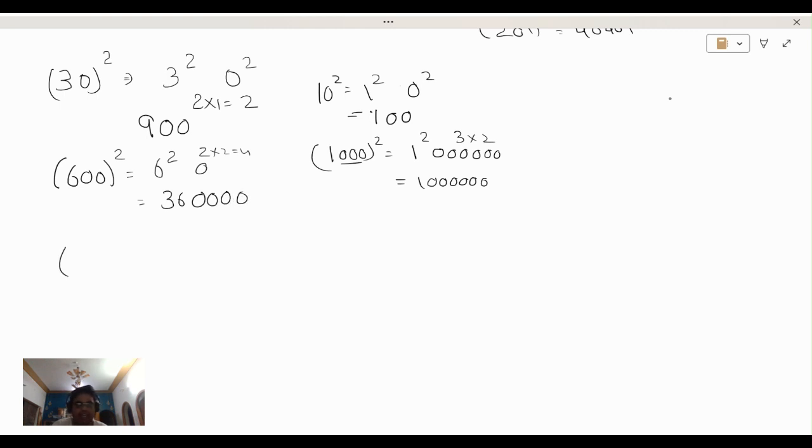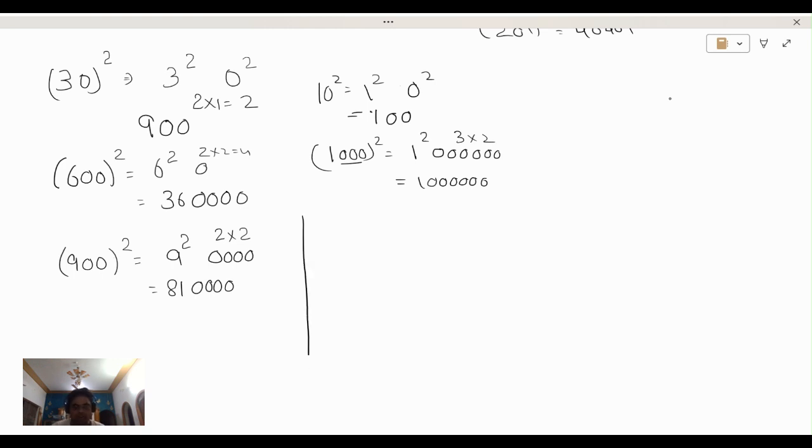Simple. So next let's say 900. So 900 square, you have 9 square and 4 zeros, because there are 2 zeros and you have to multiply it by 2. So you have 4 zeros. So 9 square is 81, and you have to add 4 zeros. Clear? Okay. Now I'll give you a few exercises, and you have to do it in your mind.